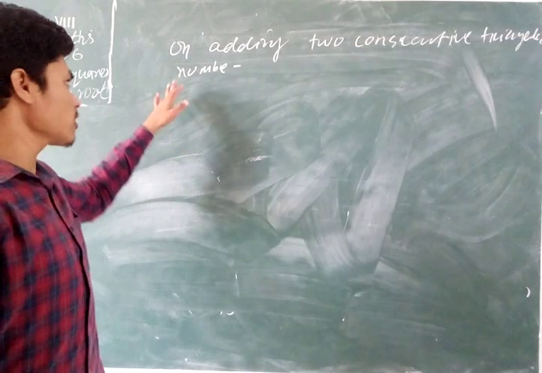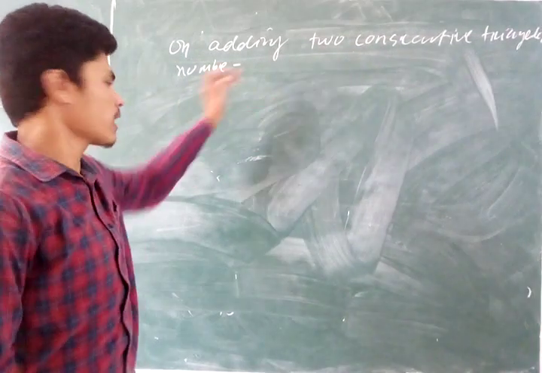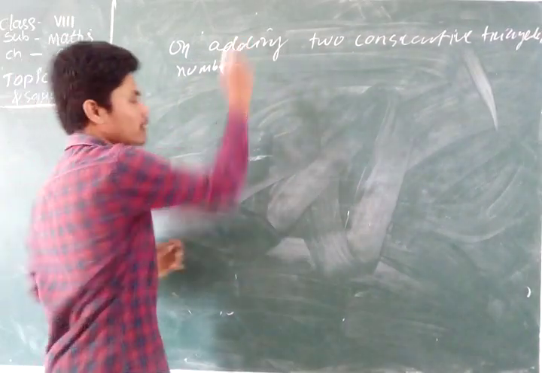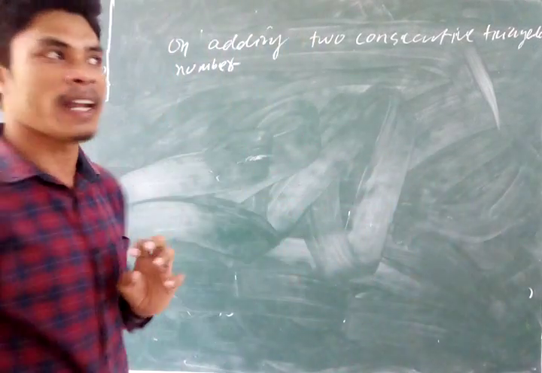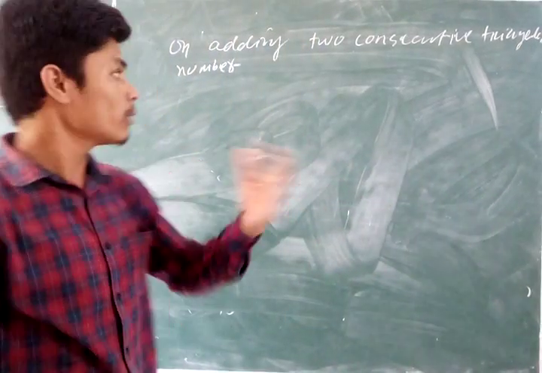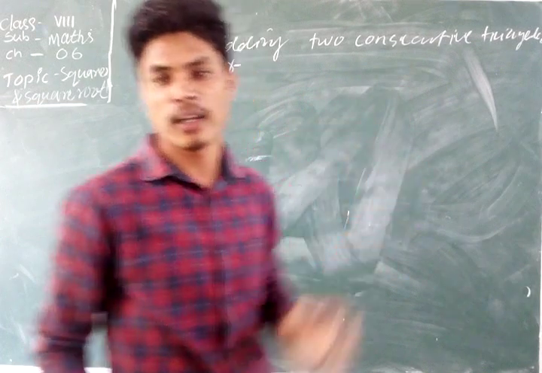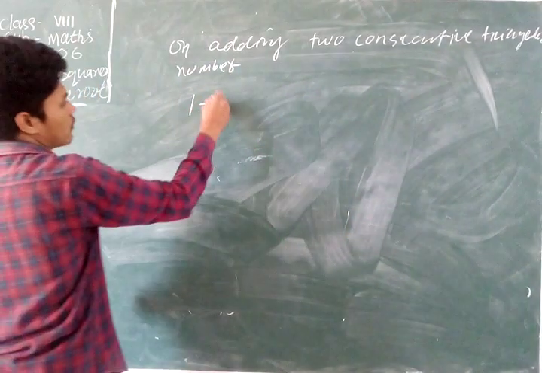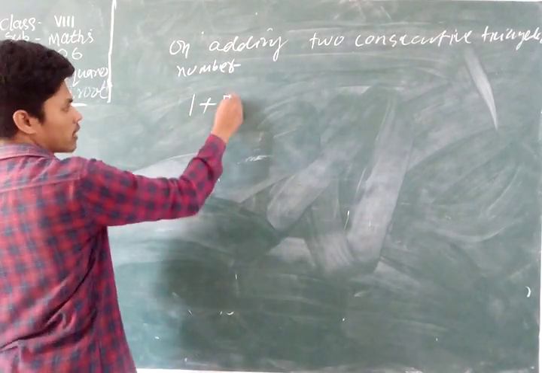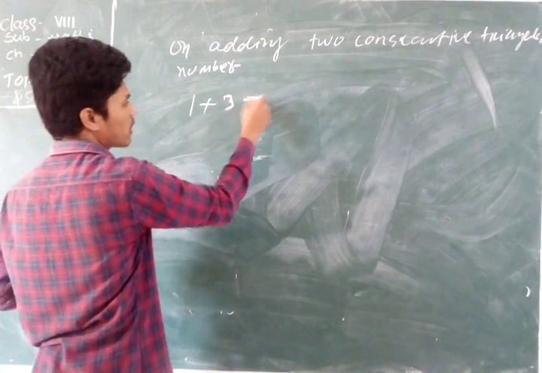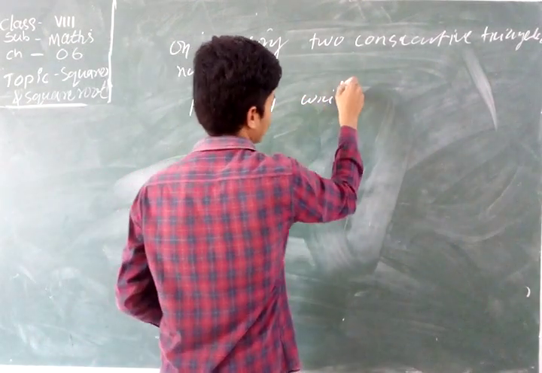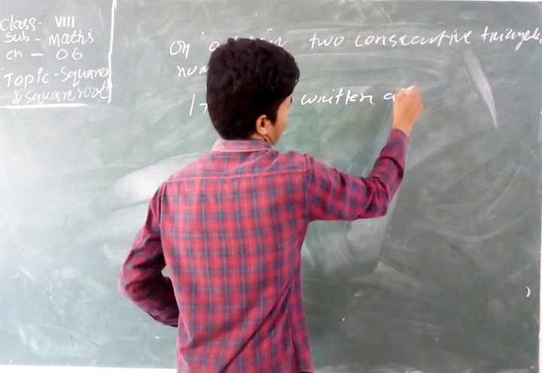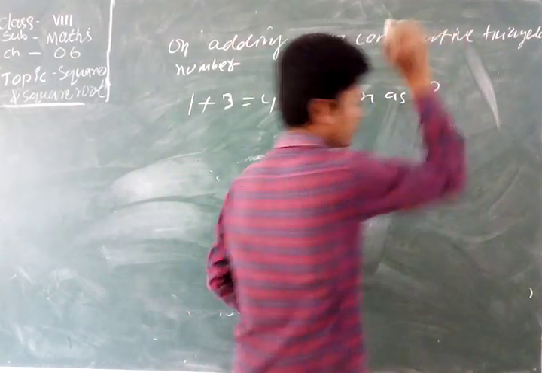Now another pattern is on adding two consecutive triangular numbers. We can find squares by adding consecutive triangular numbers. First, take 1. Then the consecutive triangular number is 3. 1 plus 3 equals 4. 4 is written as the square of 2.